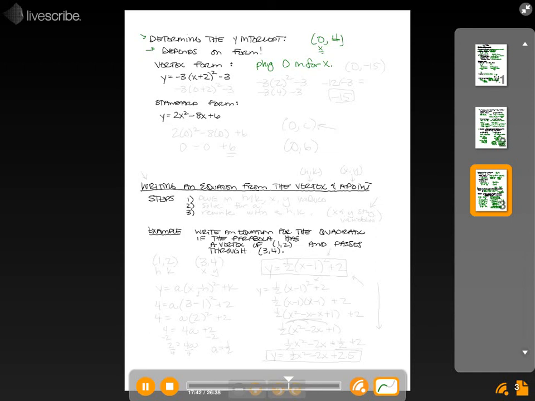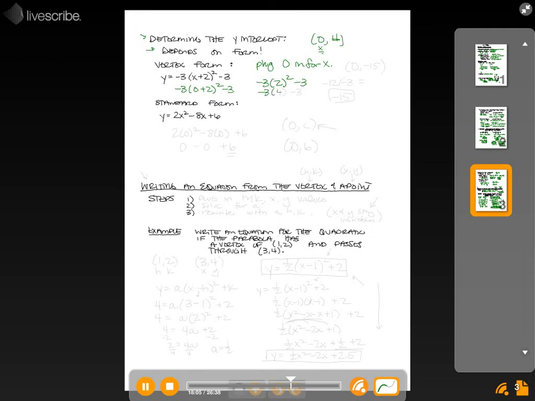That point's not moving left and right, it's only moving up and down. So the x value will always be 0. So if we look at our problem here, I'm going to substitute a 0 in for x, and then we just evaluate this. Well, 0 plus 2 is 2, so we end up getting negative 3 times 2 squared minus 3. You need to do your exponent first.